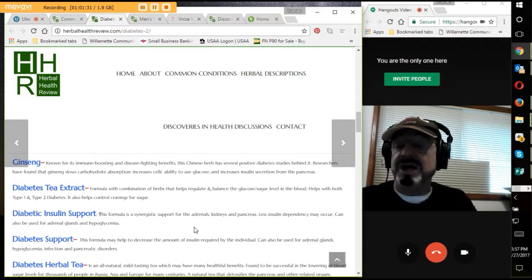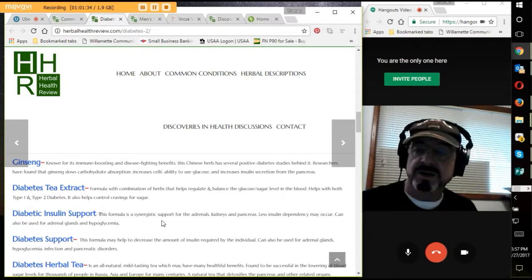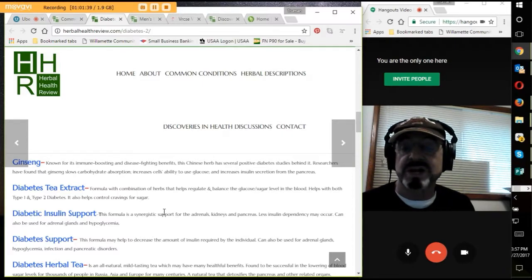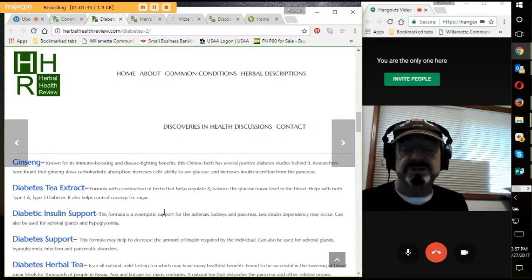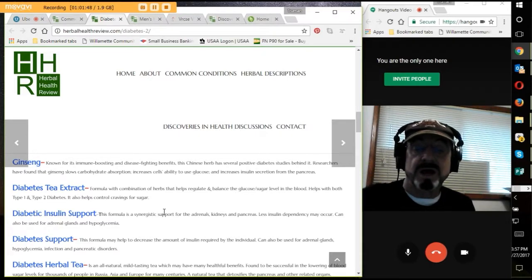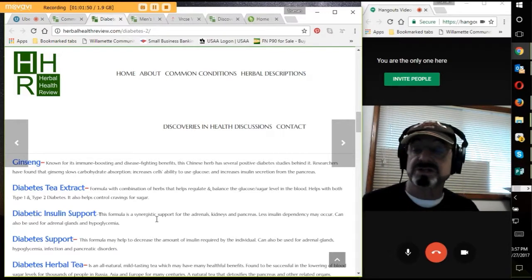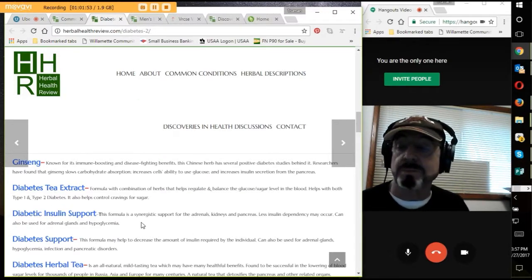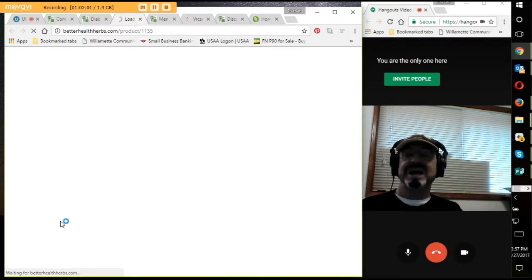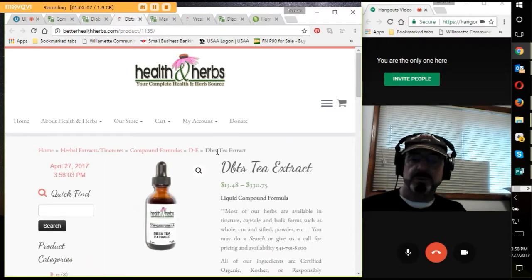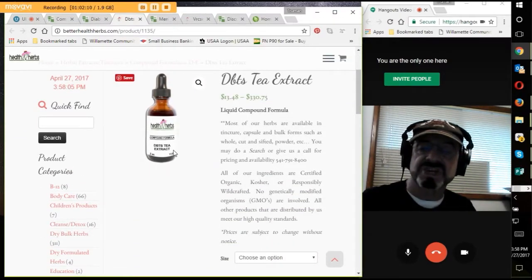And then there's a diabetes tea. Now, diabetes tea is a formula with a combination of herbs that helps regulate and balance the glucose blood sugar level. It's got a lot of these herbs that we just talked about in it. Let's take a look and see what is in that formulation. Let's see if we can do that. Now, let's see, I've got to go down a little more. Now I can click on it. Let's take a look and see what's in a diabetes tea formula, because there's a diabetes tea and there's a diabetes liquid. And this is the diabetes tea extract.